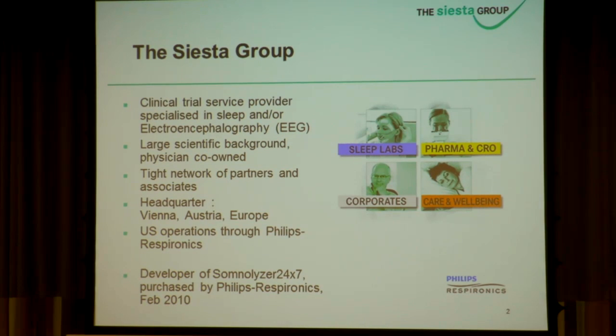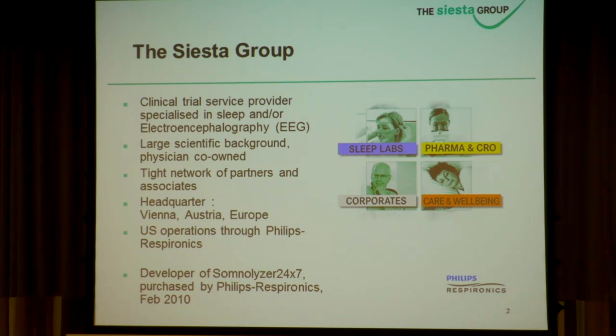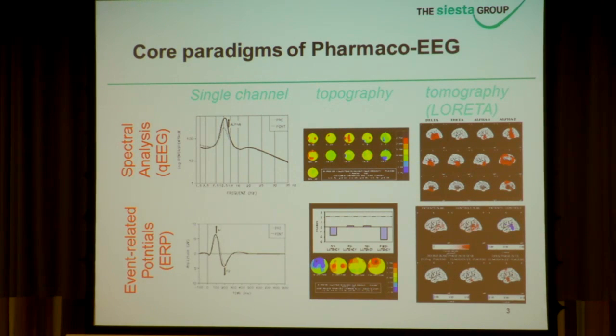I'm also an associate professor at the Medical University of Vienna. I'm a part-time employee with Siesta Group, so I guess this is also my disclosure statement. Let me quickly say who we are, the Siesta Group. We wouldn't so much call ourselves a CRO, contract research organization, but a service provider. We help sponsors, pharmaceutical companies, and CROs to implement the measurement of EEG in preclinical or clinical trials and do the central data analysis. We also work very much in the area of sleep, where we develop the world's most validated software for analyzing sleep EEG, Somnolyzer 24/7.